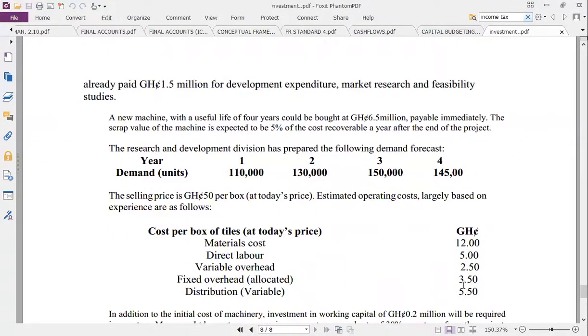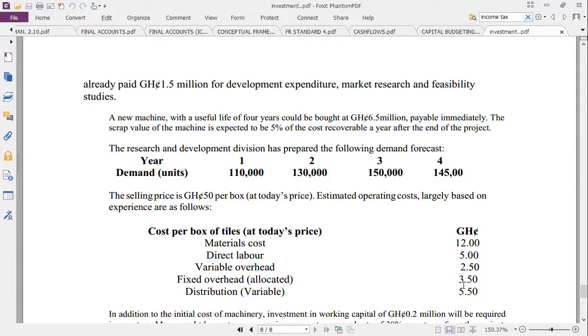For this question, it's just a remix of what happened in 2017 November. Yes, and that question is in. That's Ajasco, right? Now let's see. The selling price is 50 per box at today's price, meaning without inflation, real cash flow. They've not inflated it. That's good.